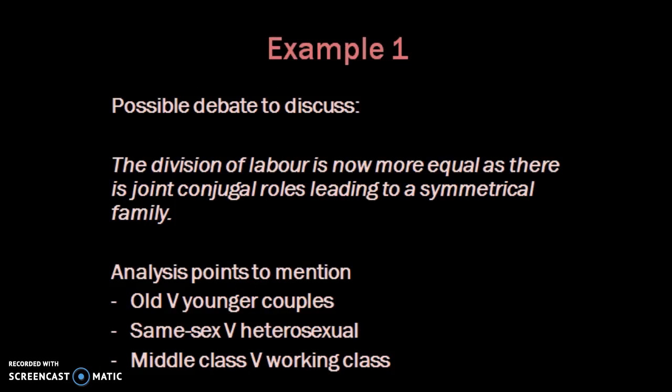So here's example number 1. A typical question in the couples topic centres around this debate. The division of labour is now more equal as there is joint conjugal roles, leading us to a symmetrical family. And basically, is the division of labour more equal? And the headline essentially is, yes it is. But this is where the analysis comes in, because we don't want to make a sweeping statement that applies to all couples, because we know that the division of labour being more equal is not true of all couples.